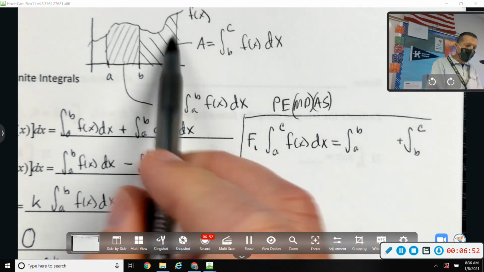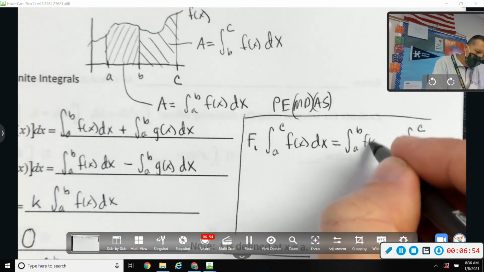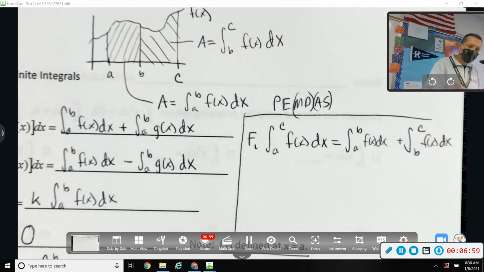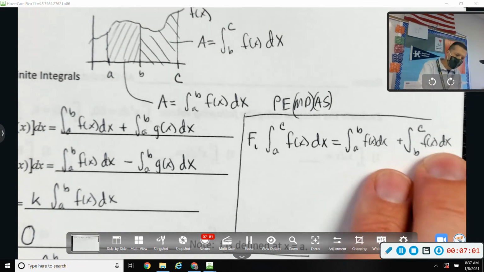A to C means all of the area. A to B would be the first piece. B to C would be the second piece. So you add the two areas, you get the full area.